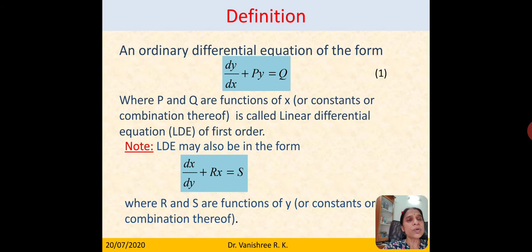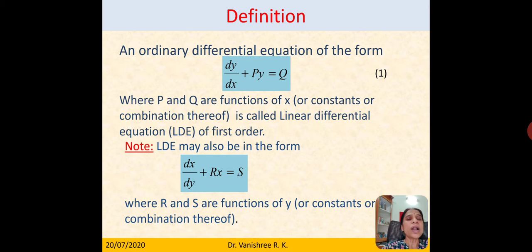So, is this the only way that we express the linear differential equation? No. The linear differential equation may also be in the form dx by dy plus rx is equal to s. You can see here, instead of y being the dependent variable, here x is the dependent variable. So in the earlier equation 1, y is depending on x, whereas in the one we have written here, x is depending on y.